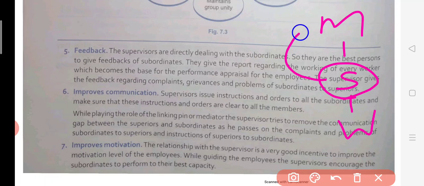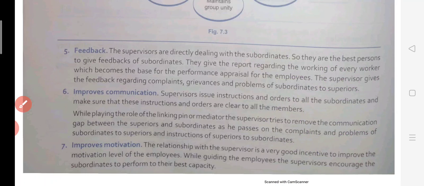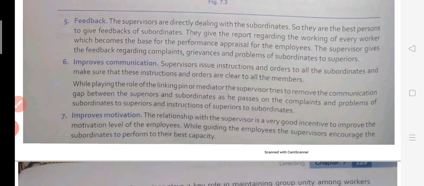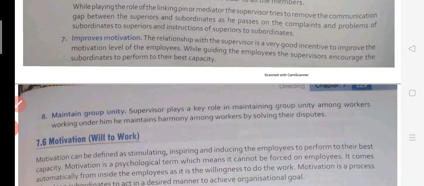He'll be telling all the complaints to this middle level, and definitely these complaints are going to come from the worker, and all the instructions are going to come from this middle level, and he's going to pass them on to the workers. Okay, this is how he's working as a mediator. So it is his responsibility. It helps to improve the communication between the people here. So seventh is improve motivation.